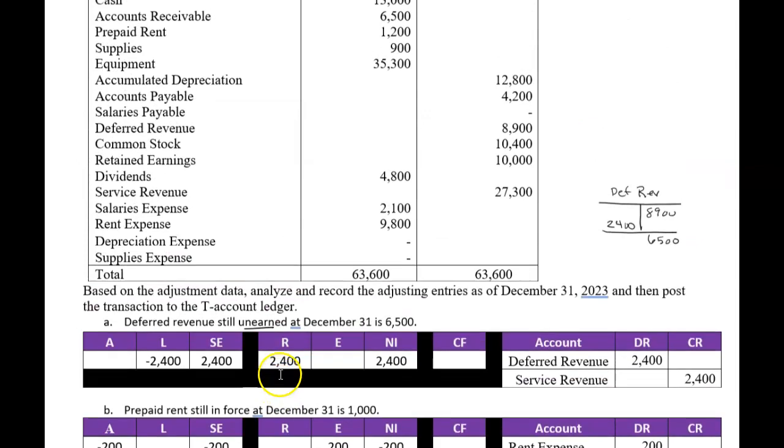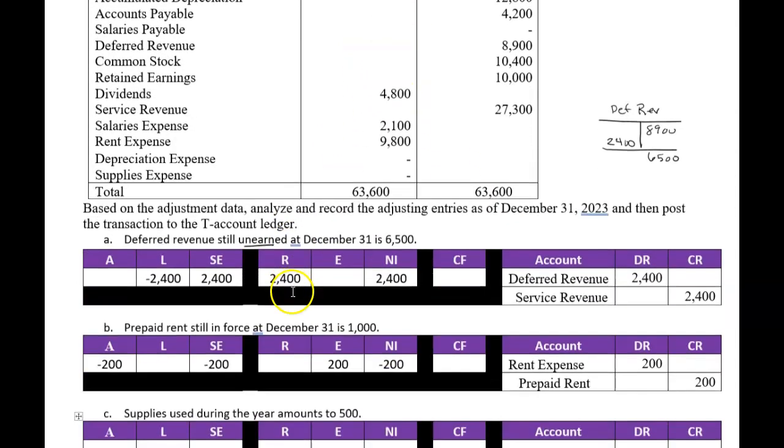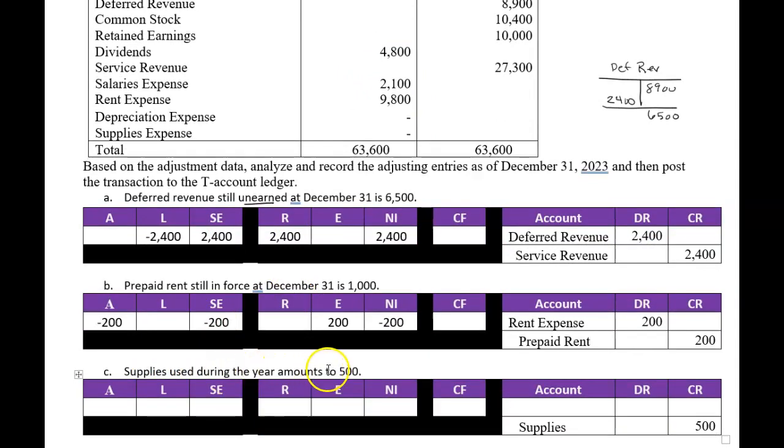So notice we didn't check the balance. Well, that's okay. We have $900. We don't want the difference. We simply say, hey, we're using $500. We're going to bring that balance down to $400. Now, if it said the supplies on hand were $500, then we would record a $400 decline. So be careful with the wording and how you're looking at supplies. Do you know how much you've used, or do you know how much is on hand?